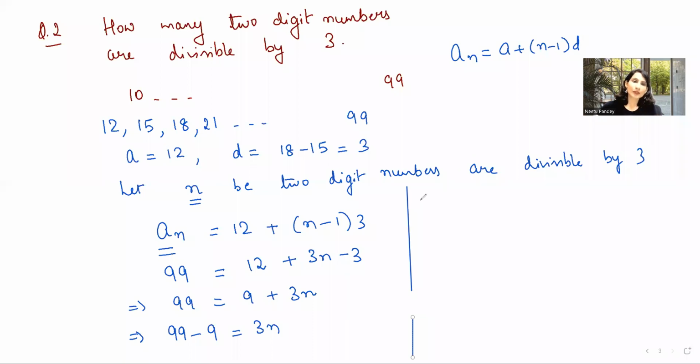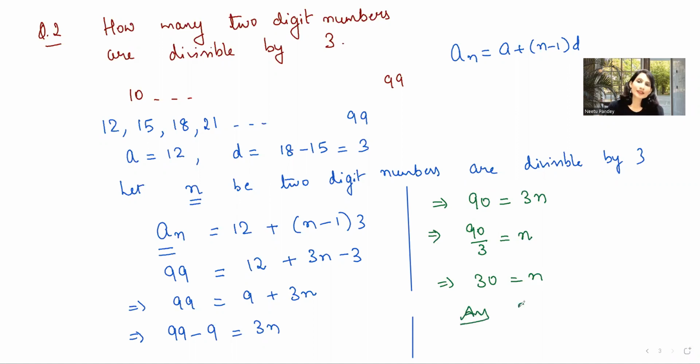Okay, so अभी करते हैं 99 minus 9 हुआ आपका 90 is equal to 3 and 3 is multiplied to n. So when you transpose it, it will be divided. So 90 divided by 3, and here we got the answer, that is n is equal to 30. It means there are 30 two-digit numbers which are divisible by 3. So our final answer will be 30.